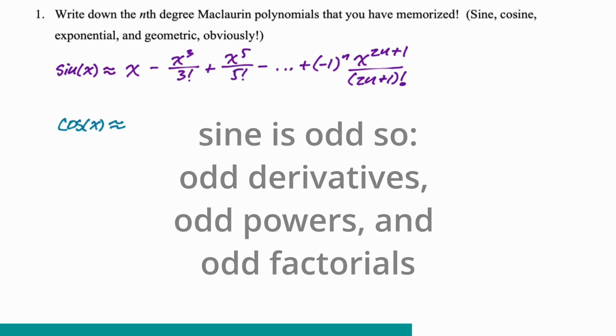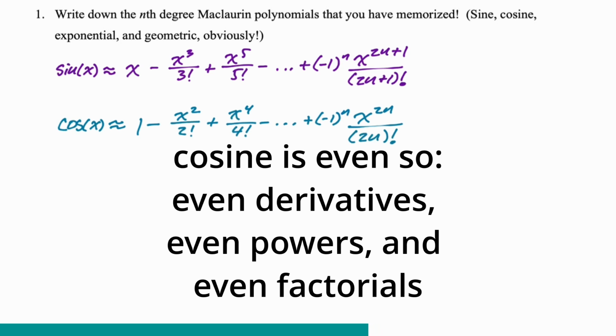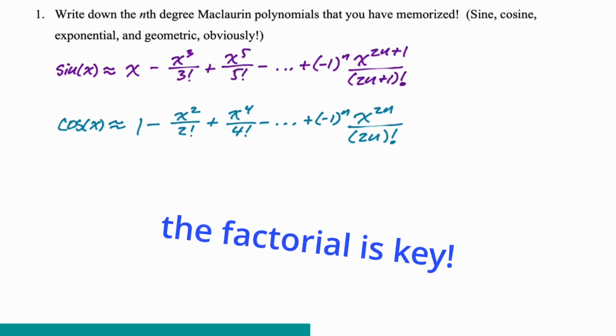All right, then you'll have cosine. Cosine's an even function. You're going to have all the even powers starting at x to the 0, which is 1. Then you have minus x squared over 2 factorial plus x to the 4th over 4 factorial. Again, it's the factorial in the denominator that really triggers which one you're thinking about.